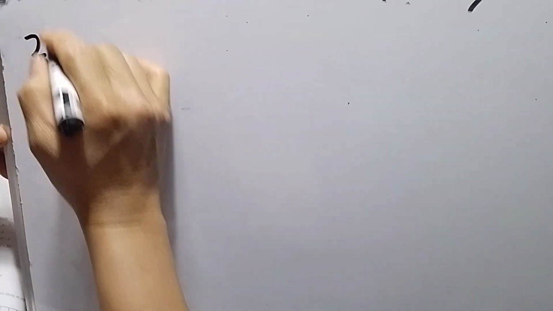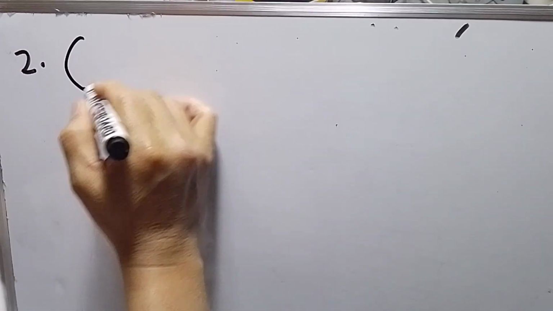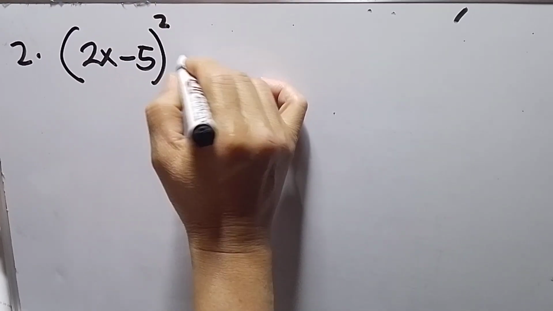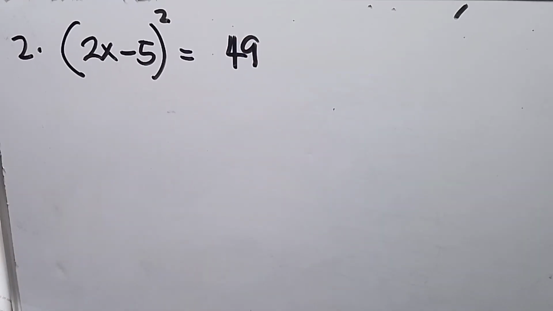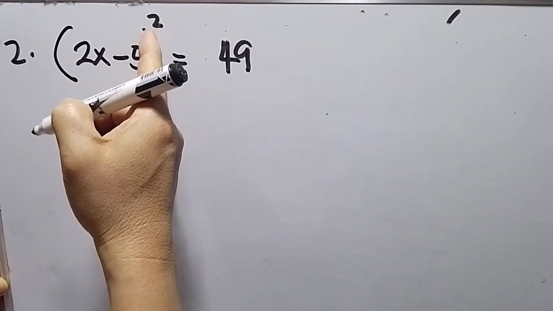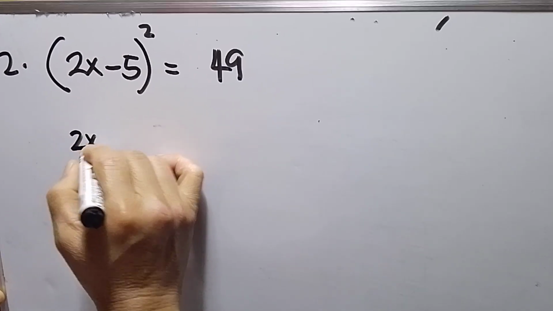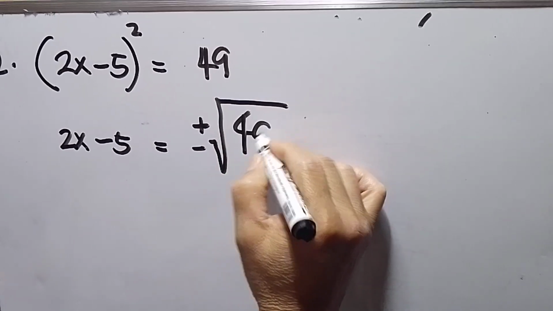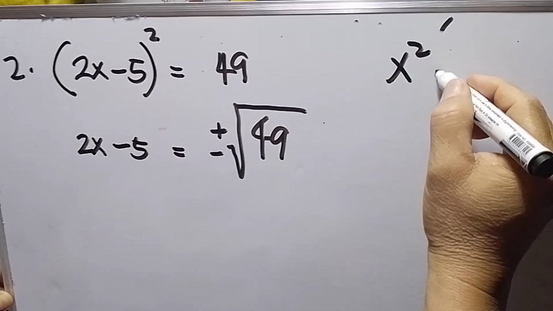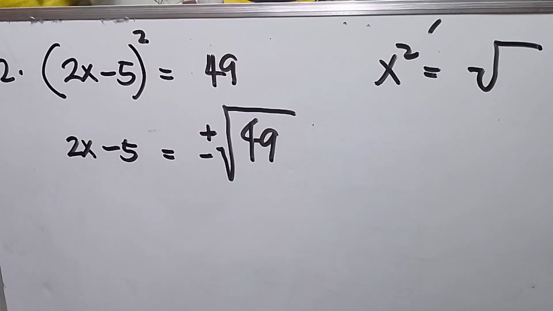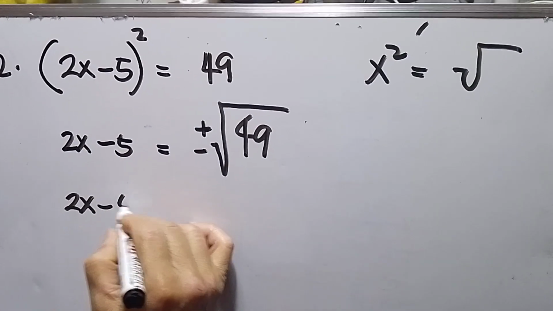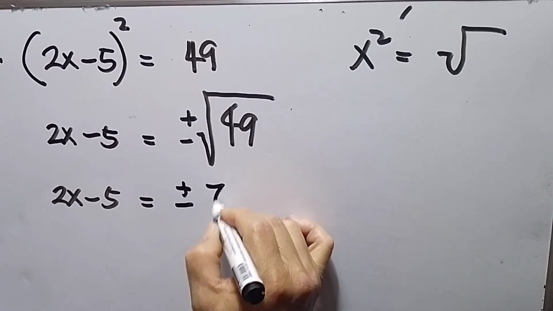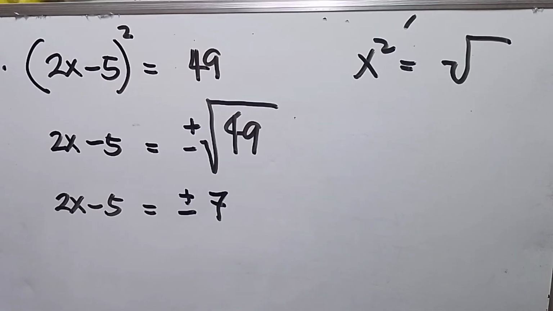Okay, number 2. So in round brackets, I have 2x minus 5, squared, is equal to 49. So I need to extract the root. So this will be 2x minus 5 is equal to plus and minus square root of 49. So take note, if it's squared, this will be transposed to square root. So 2x minus 5 is equal to, what is the square root of 49? That will be 7. So I have here positive and negative 7.